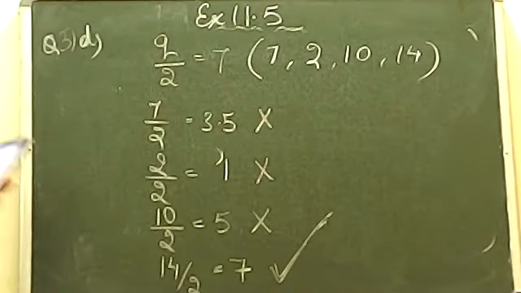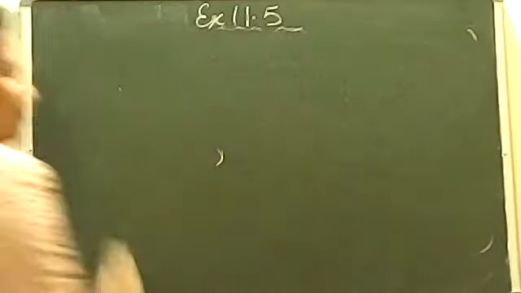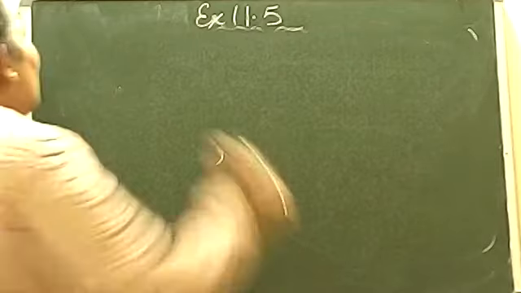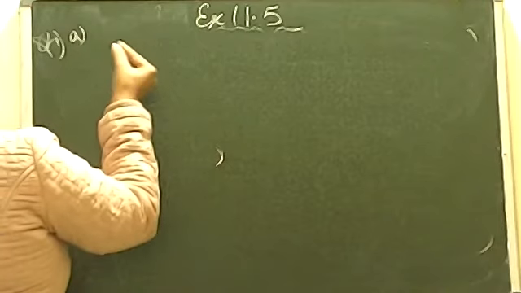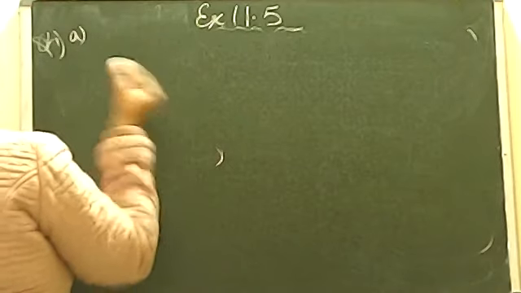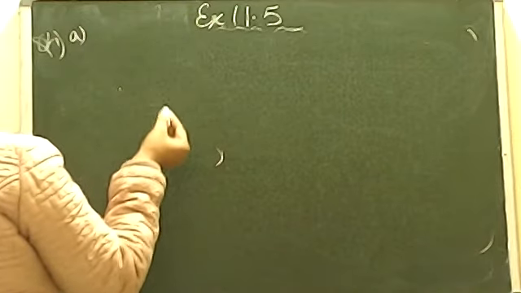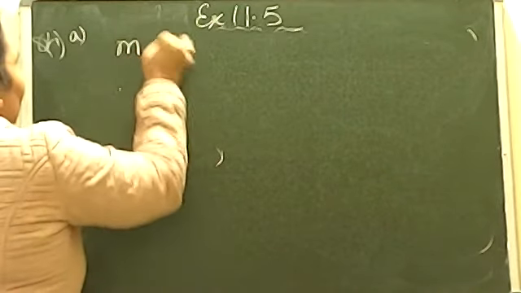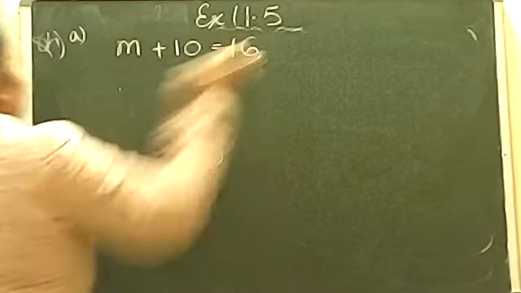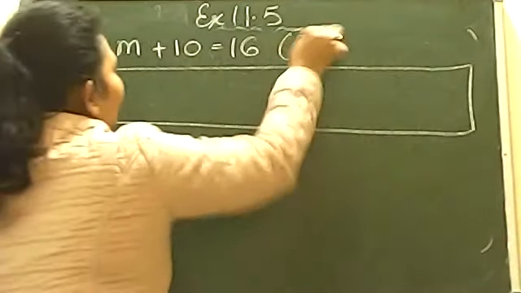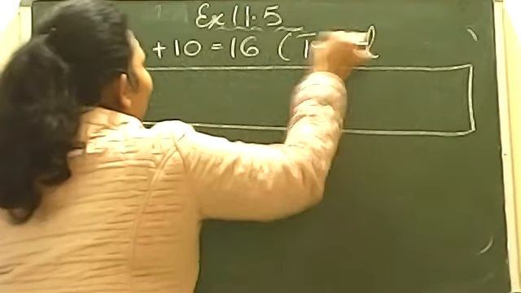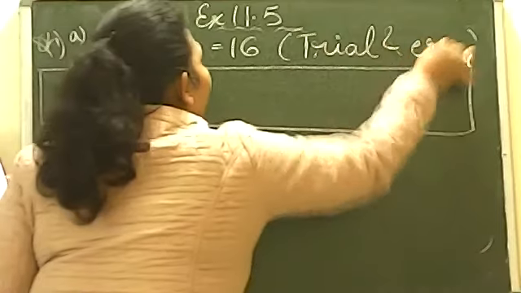Now let's discuss question number 4. Remember, question number 4 you have to do in the book only. Question number 4A says we have the equation. It says complete the table and by inspection of the table, find the solution of the equation m plus 10 is equal to 16. The method you are using is known as trial and error.